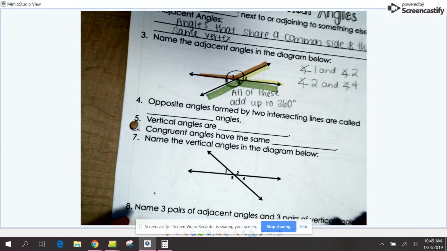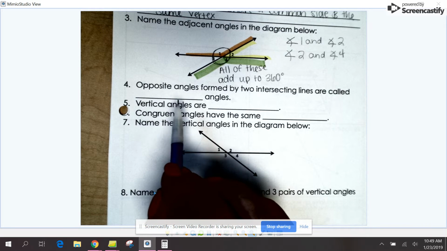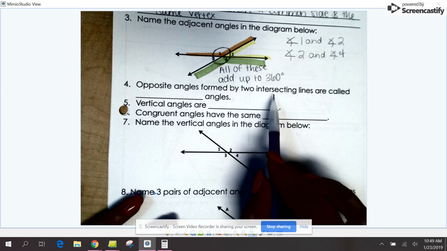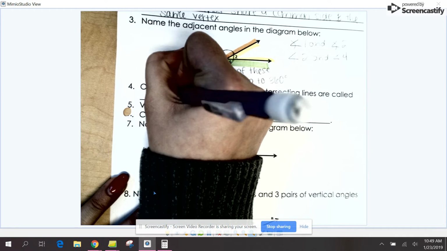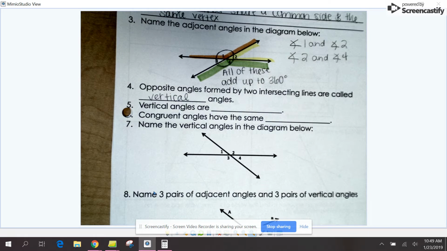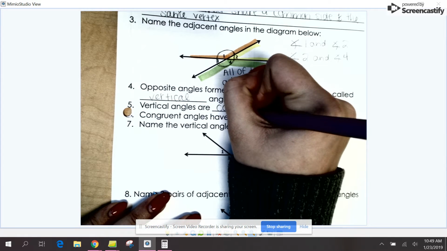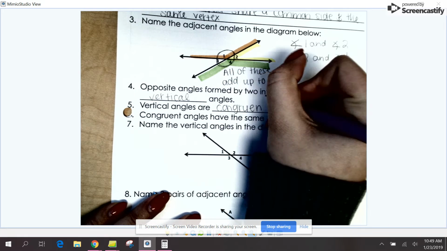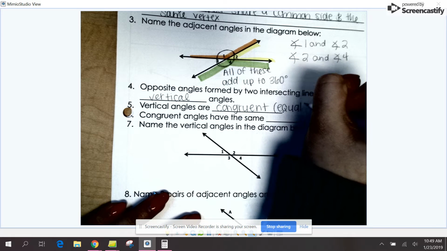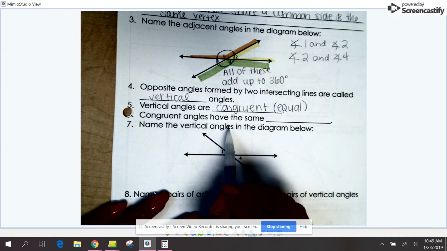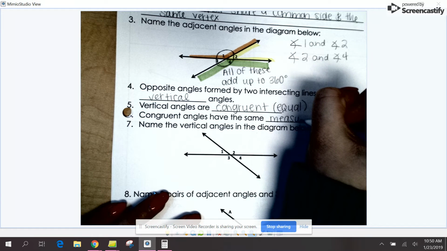All right, so now we have opposite angles. So opposite angles formed by 2 intersecting lines are called vertical angles. Okay, vertical angles are congruent, and these are the easiest types of angles that we'll work with. The word congruent means equal. Congruent angles have the same measure, so the same amount of degrees.